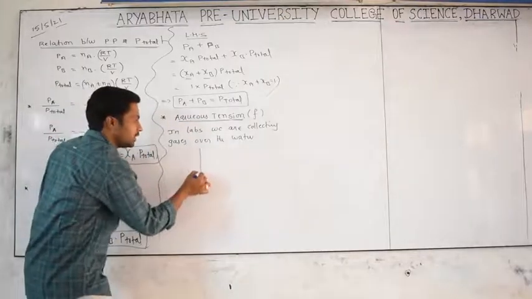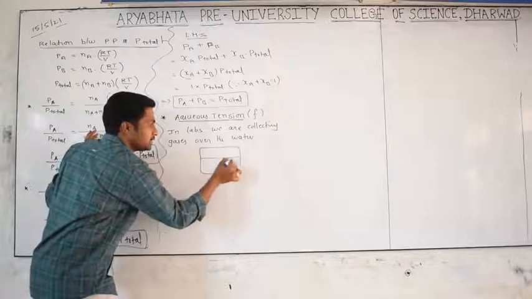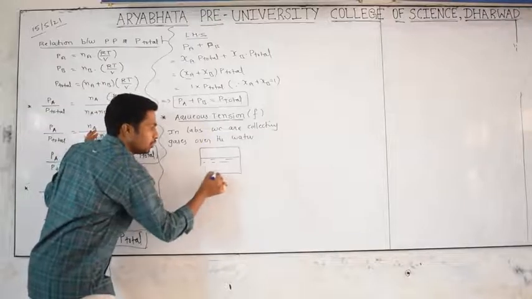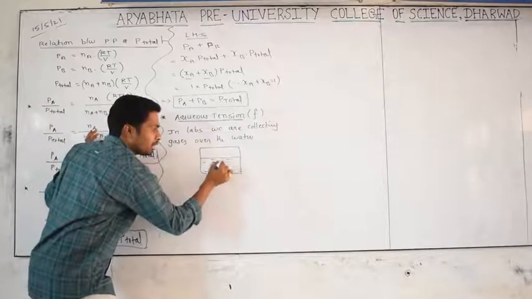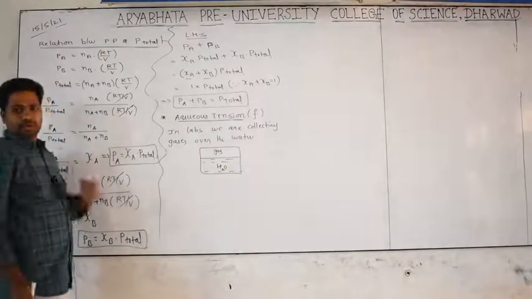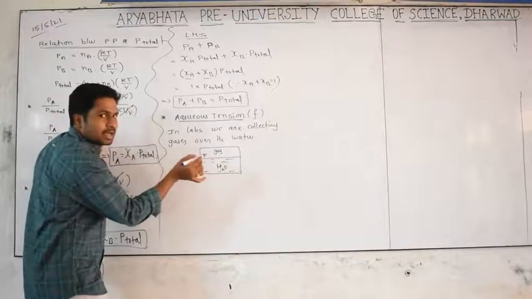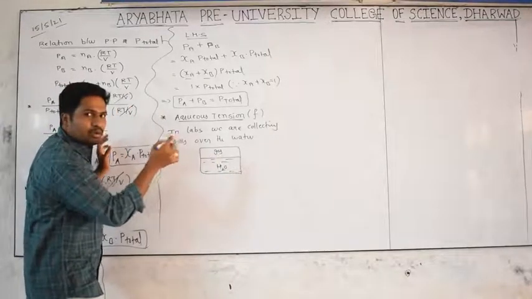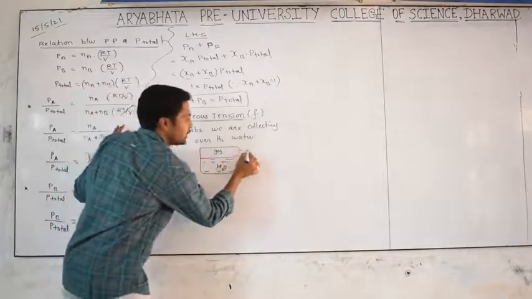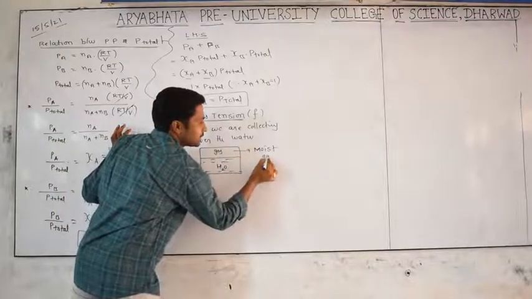For example, in one experiment you got one particular gas. This is water. Now, whatever gas you prepared, we are collecting that gas on the surface of the water. Now my question: is this gas a completely dry gas or a moist gas? It is a moist gas we are getting. This is nothing but moist gas.